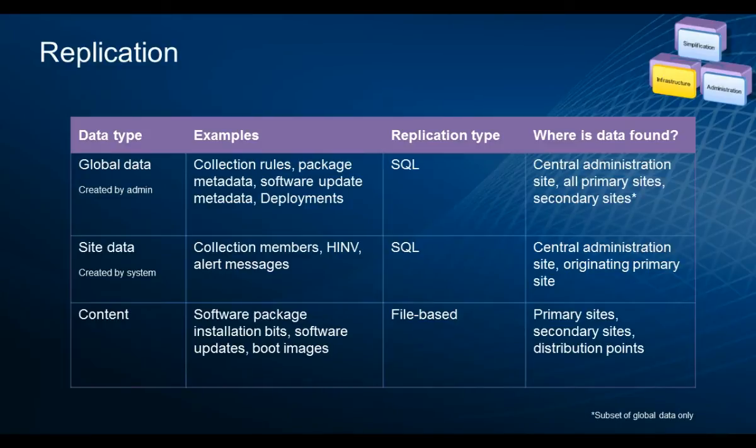You can see here things like global data, which are the infrastructure bits like collection rules, package metadata, software update metadata, the back-end information, that's all based in SQL. The data is found in the CAS and all primary sites and secondary sites. For the site data, the stuff that's created by the system, these are collection members, hardware inventory, alerts, console alerts, etc. Again, that still lives in SQL and lives in the CAS and the originating primary site.